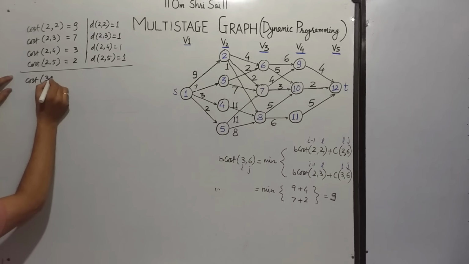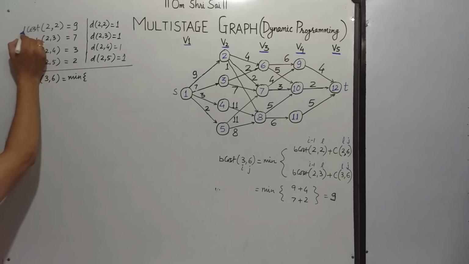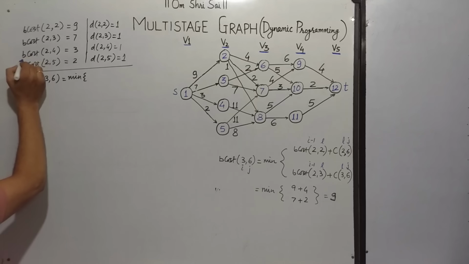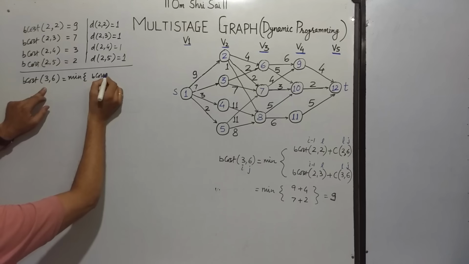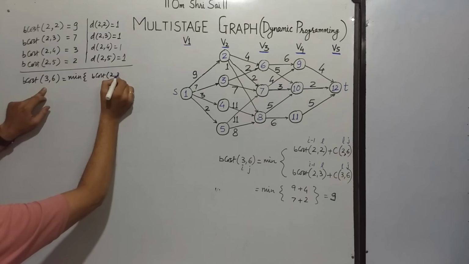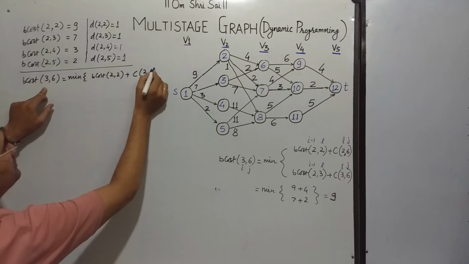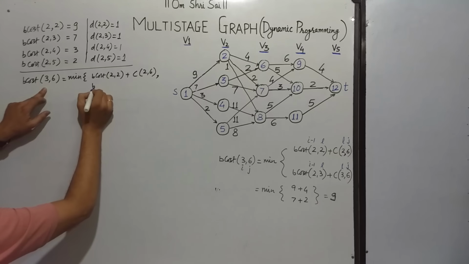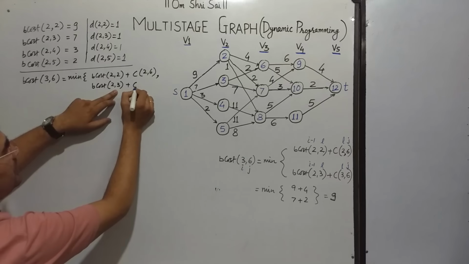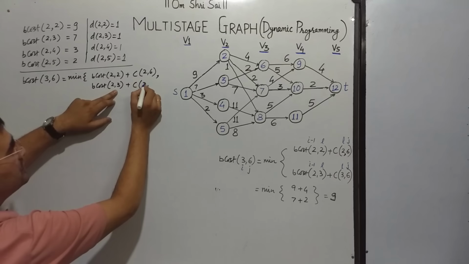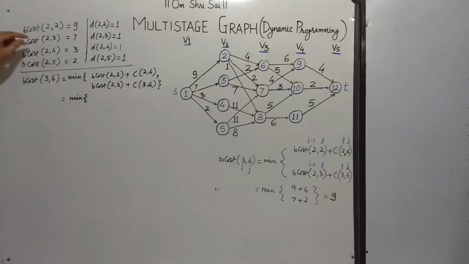Cost of the third stage, vertex 6. So we will write minimum of, as it is the backward method, we should change it to B cost. So the B cost of 3, 6 will be B cost of 2, 2 plus c of 2, 6. And second will be B cost of the second stage's third vertex plus c of 3, 6, going from 3 to 6. Now we'll have to compare that. Cost of 2 is 9.